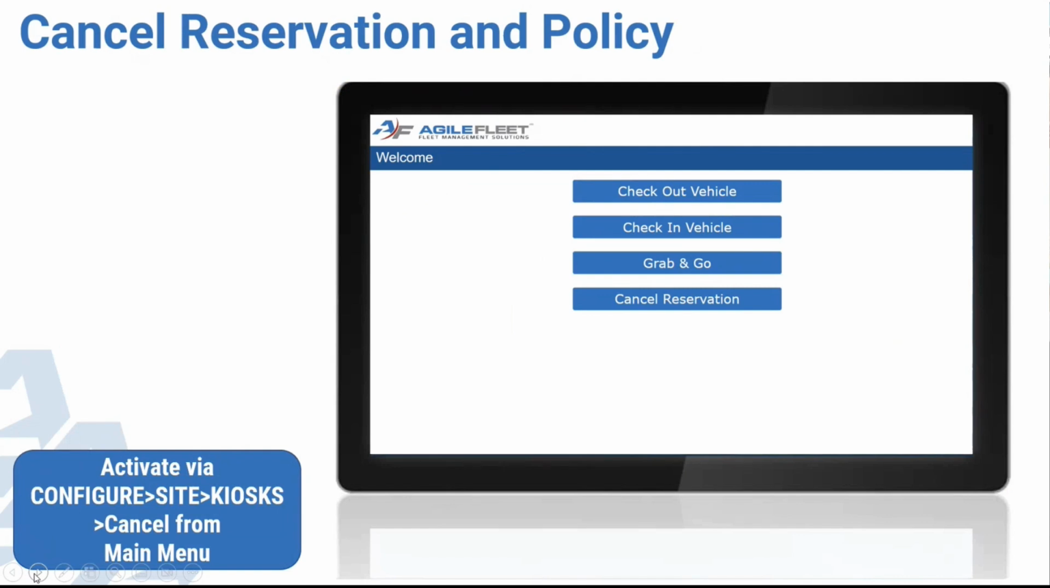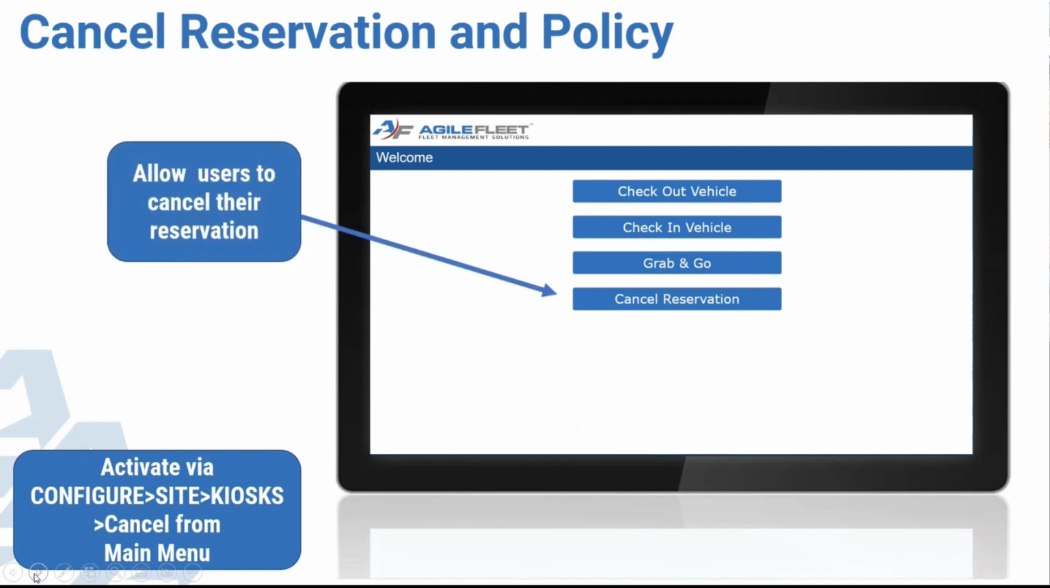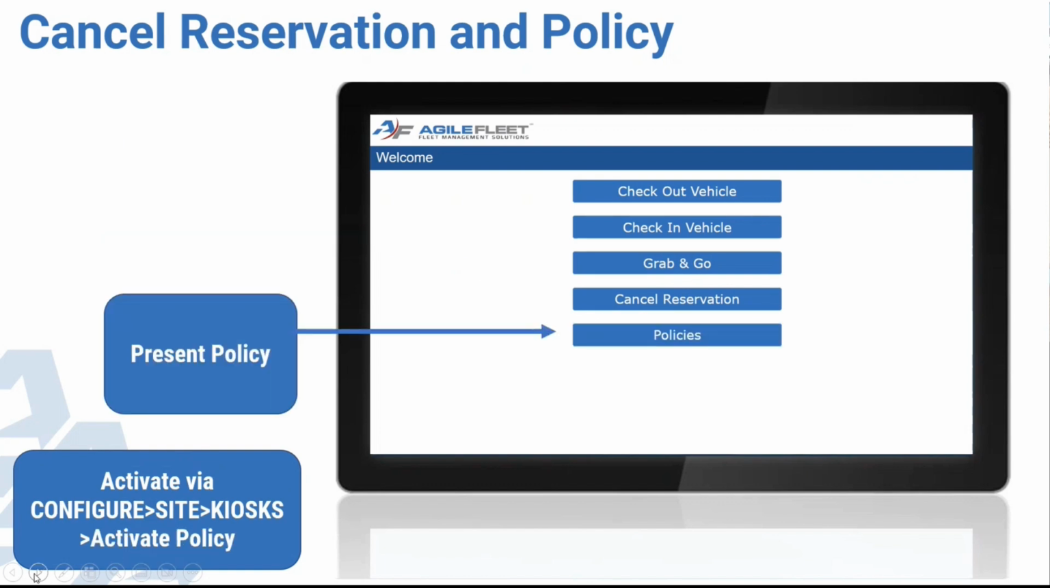Another feature that you want to take a look at and consider is reservation and policy on that. You have the ability to cancel those reservations there on the screen. That's a section that can be added, just like we added grab and go earlier. You can add the cancel reservations for this from the main screen. That way, if they don't want a reservation, they have the ability to let you know of that on site. And in addition to that, too, you can present your policy to your drivers.